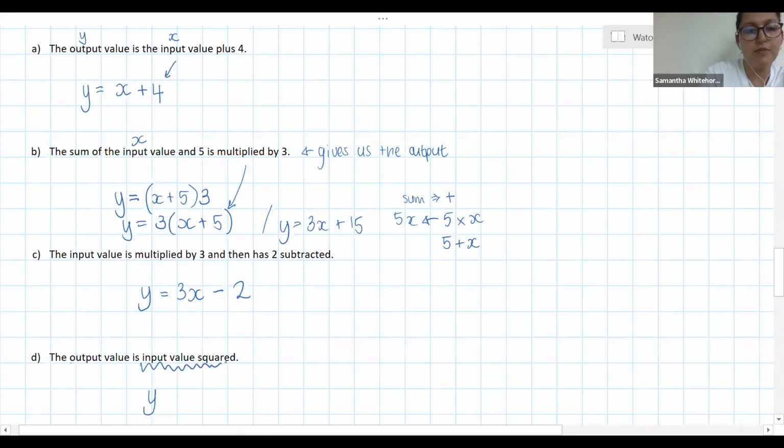Good. So the input value is squared. So we just square the x and that will give us the output value. We don't have to square both. It is just the input value squared, but very well done. We have to actually raise it to an exponent. Well done, Carly.